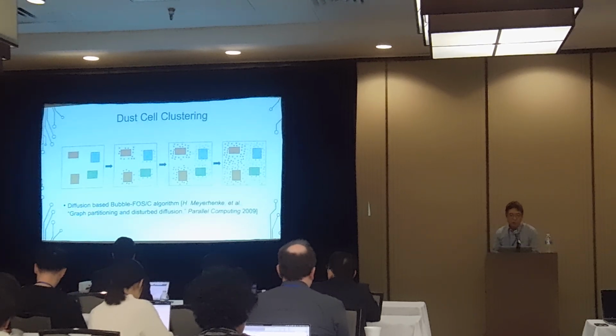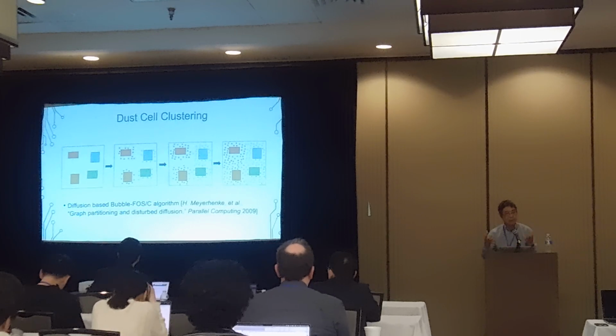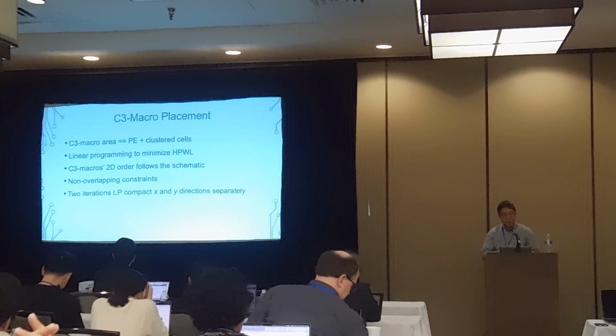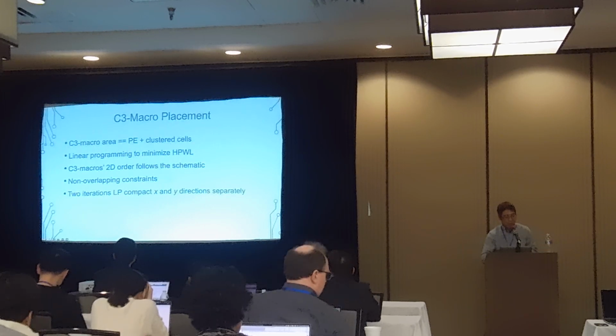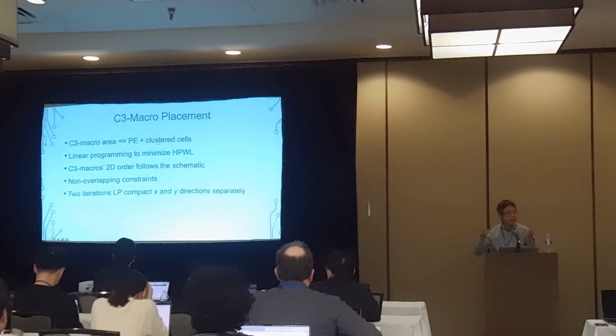So the first step is to do the clustering. We adopt one previous approach to cluster those standard cells that have tight connections with the PE, clustering them together. And the reason is that we're going to use that for space reservation. So now when we do this C3 macro placement, each C3 macro's area is the PE area plus the clustered cells. So this is for space reservation.